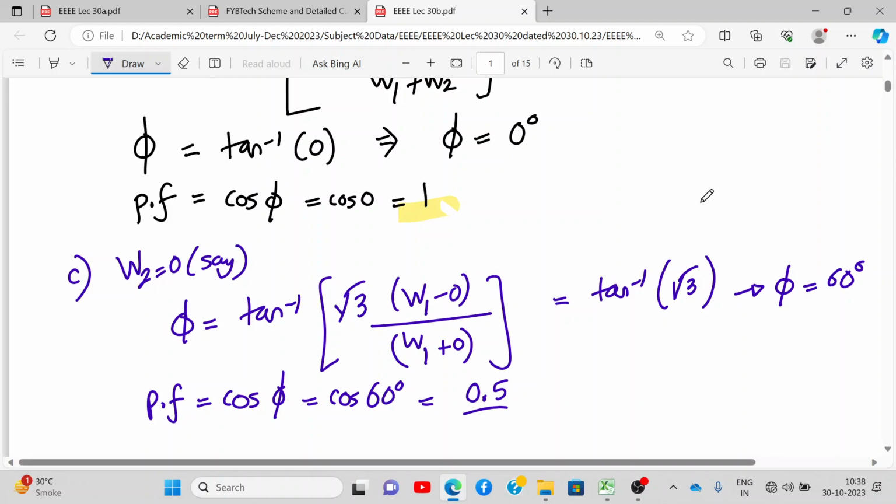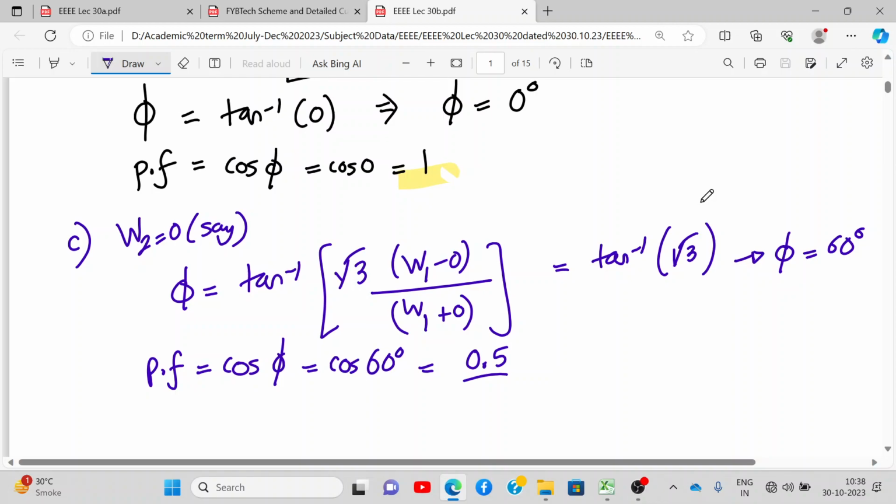Completed this? Everyone is able to complete?